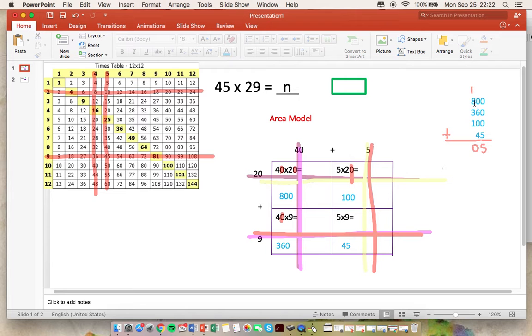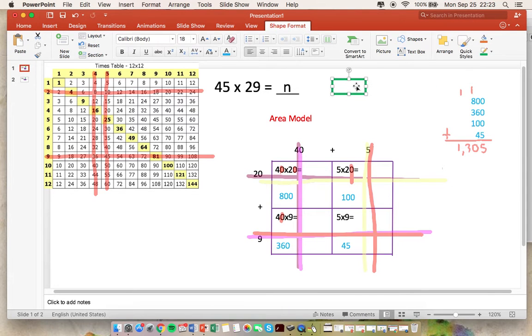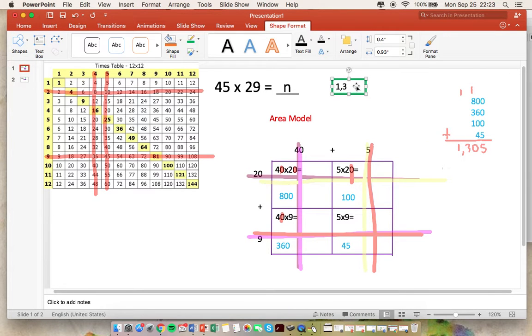1 plus 8 is 9. 9 plus 3 is 12. And 12 plus 1 is 13. So I know this is 3, and I need to regroup that 1 over here. And 1 plus nothing else is 1. And I can't forget my comma. So I know that 45 times 29 is 1,305.